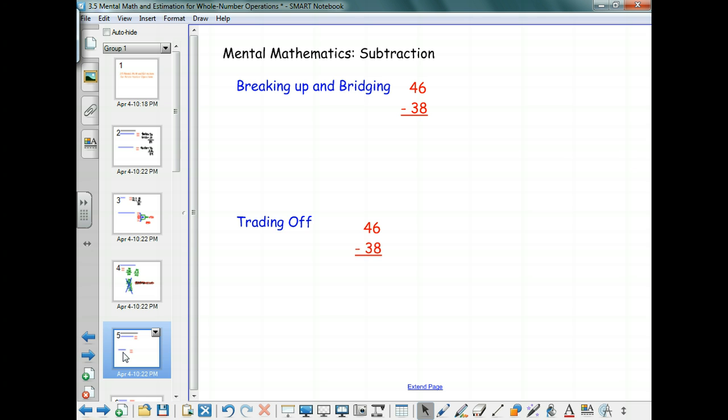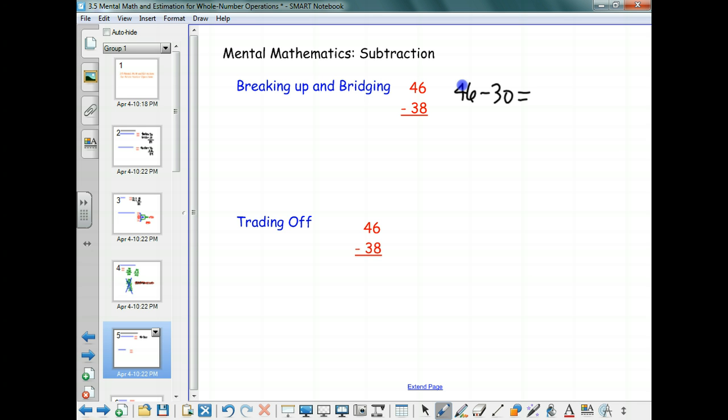All right, so we're going to do some mental math with subtraction then. Another subtraction strategy, like the addition strategy, is breaking up and bridging. So for 46 minus 38, I want to deal with the tens place first. I want to take the 46 and just minus the 30 first. I'm ignoring the 8, just like I ignored the 8 when I did breaking and bridging before.